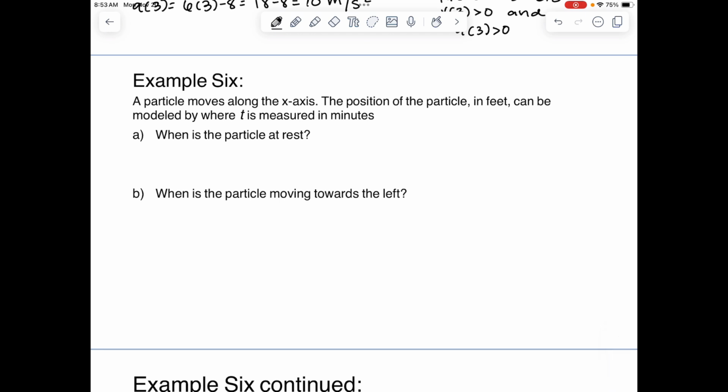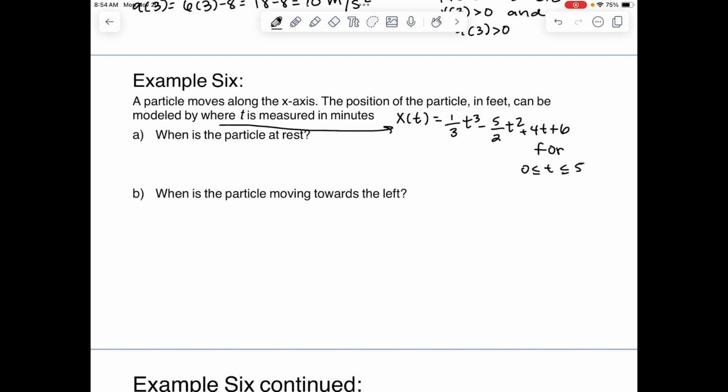So this one says a particle is moving along the x-axis. The position of the particle in feet can be measured by x of t equals 1/3 t cubed minus 5/2 t squared plus 4t plus 6 for 0 less than or equal to t, which is less than or equal to 5. So basically we're only concerned about this position, and it's in 5 minutes, where t is measured in time. So just so you know, our units this time are going to be feet per minute and not meters per second. So when is the particle at rest?